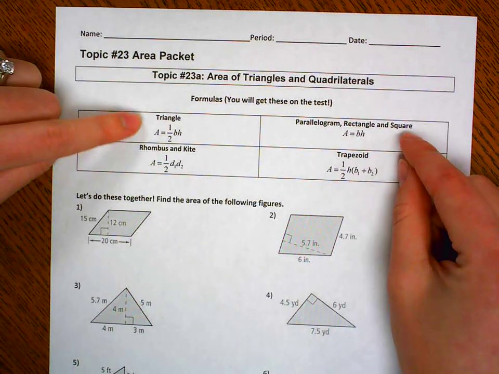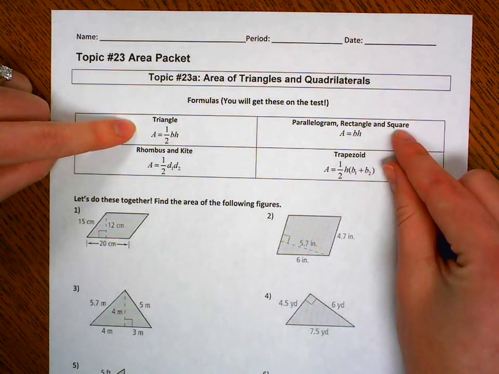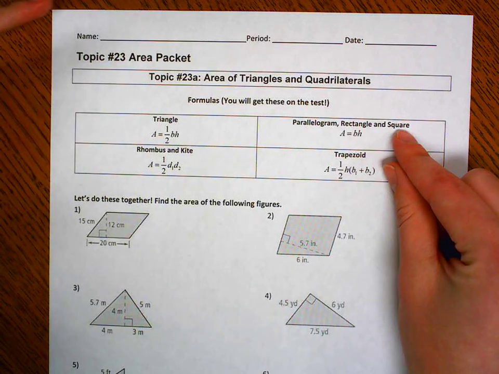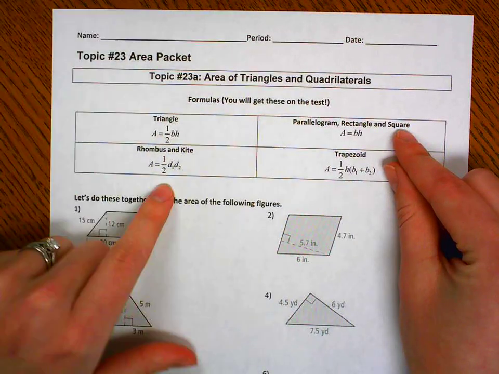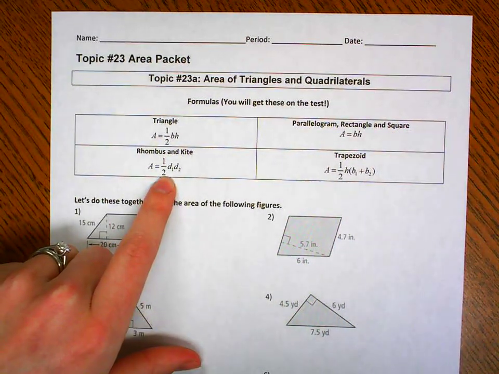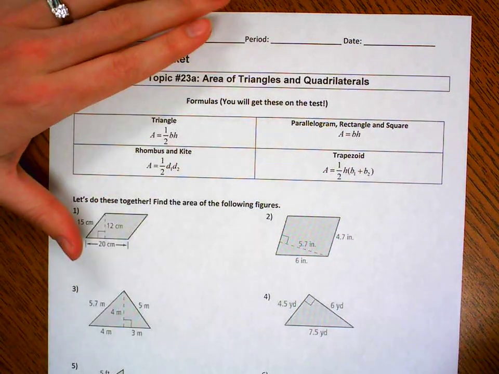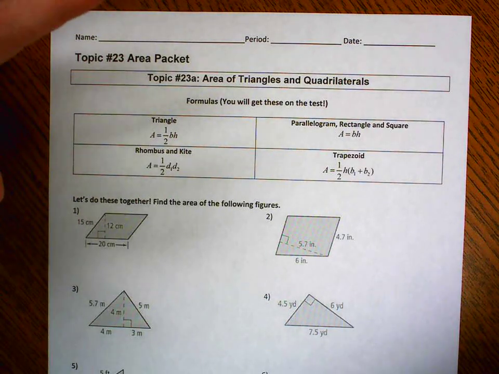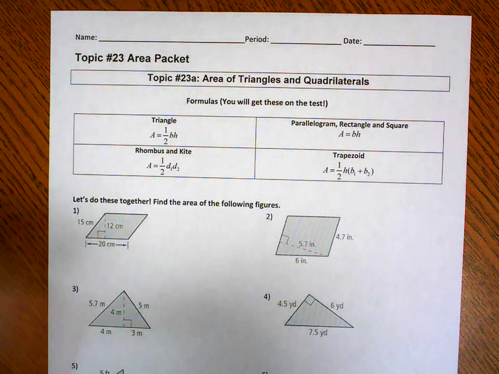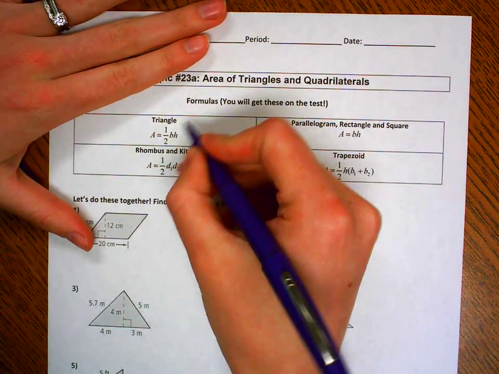These 3 here are actually on an SOL formula sheet that you get on the SOL, so we feel like since it's on there, we don't need to make you memorize them. This one's not, but we're still going to give it to you on your test. So let's take a look at this first one really fast, this triangle one. Grab a pen. It says the area of a triangle is 1/2 base times height.